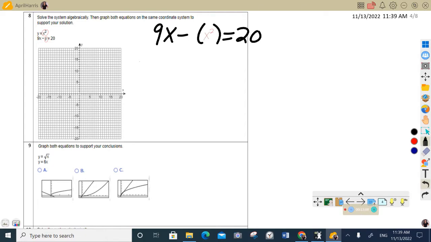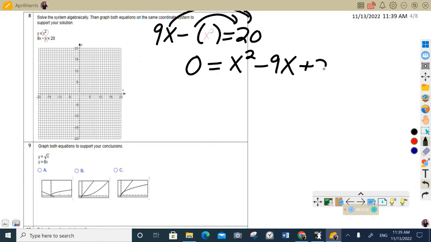So I have 9x minus whatever y was equals 20, and we know that y equals x squared. Now this is a quadratic equation, and I need to set this equal to 0 and factor. Since this is minus x squared, I want to move that to the right and that to the right. So when I move negative x squared to the right, I get positive x squared. When I move 9x to the right, I get minus 9x, and I already had positive 20 over there. And then you're going to factor that.